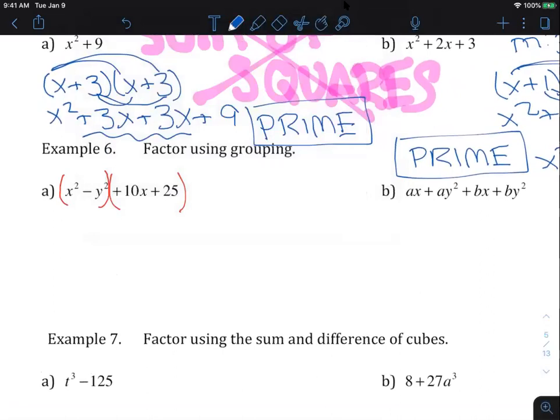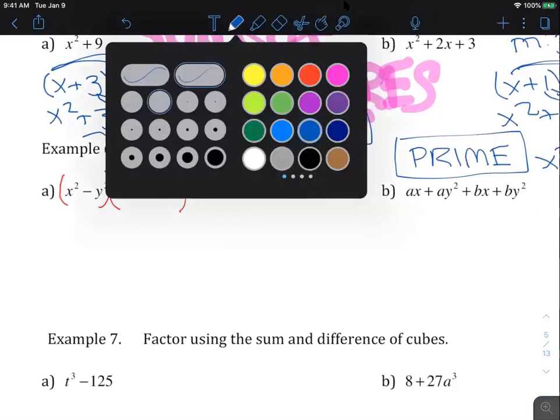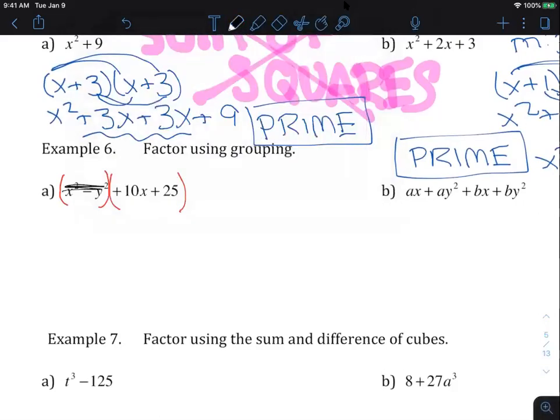So the first one, this one is not going to work. I am going to change this problem. I did not mean to have a bad problem here. We are going to change this problem. We're going to cross this off here. And we are going to make this problem 6x squared plus 15x. Sorry about that.